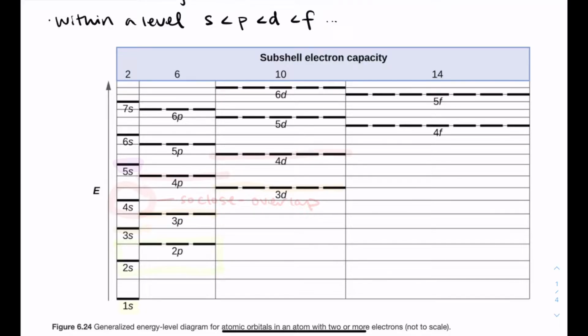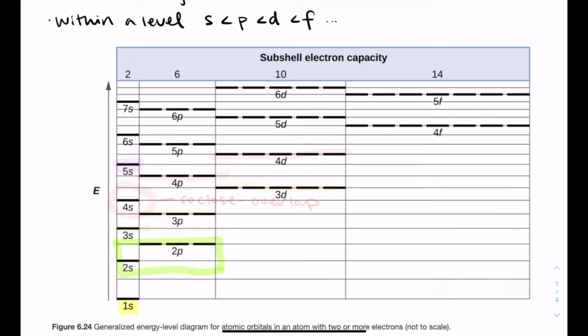The next quantum number is 2, the principal quantum number. In the n equals 2 level, we have an s orbital and p orbitals. So the 2s is lower than the 2p, and I have that highlighted here in green. In the n equals 3 level, we have 3s, then 3p, and then 3d.